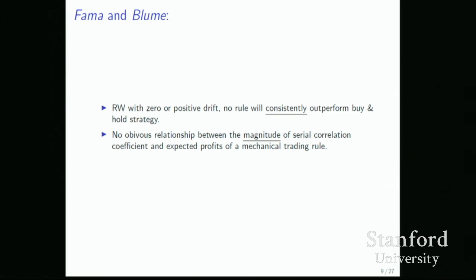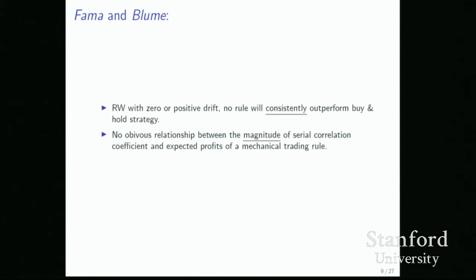Prices generally follow a random walk model, right? So in the random walk model with zero or positive drift, Fama and Blume clearly show that no rule will consistently outperform a buy and hold strategy. I think I should say that no single rule will. Which means that you cannot make money with just knowing one rule. You need to have a bunch of rules in place.